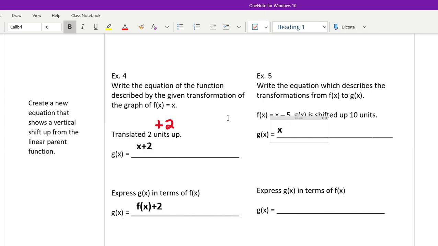So we still have the x to begin. -5 plus the 10, since we're shifting up, gives us a +5. So then we have the equation. g of x is going to equal x plus 5. Now this is only 5 units above the parent function, but it is 10 units above our given f function, which was x minus 5.